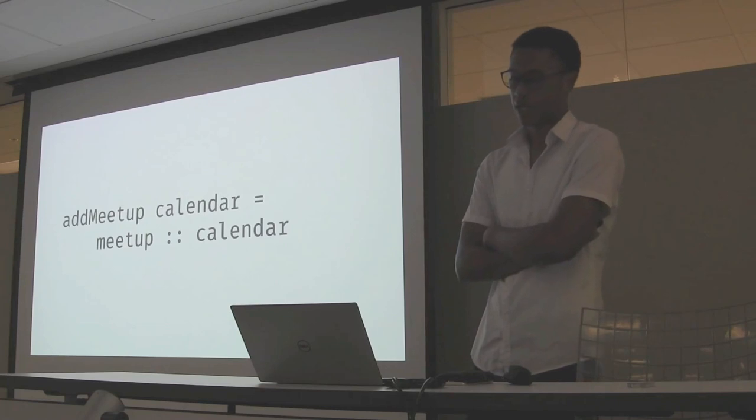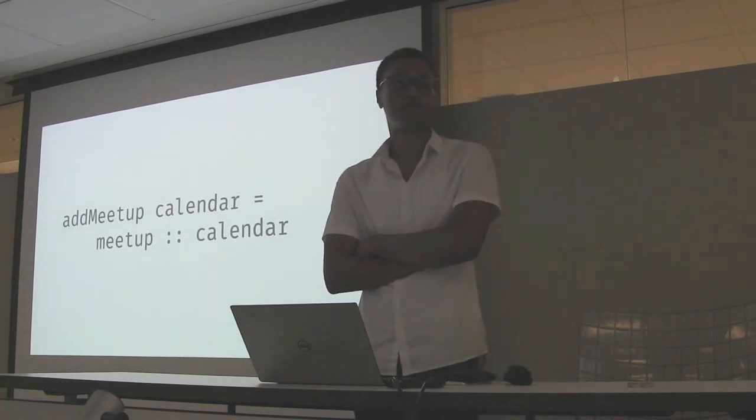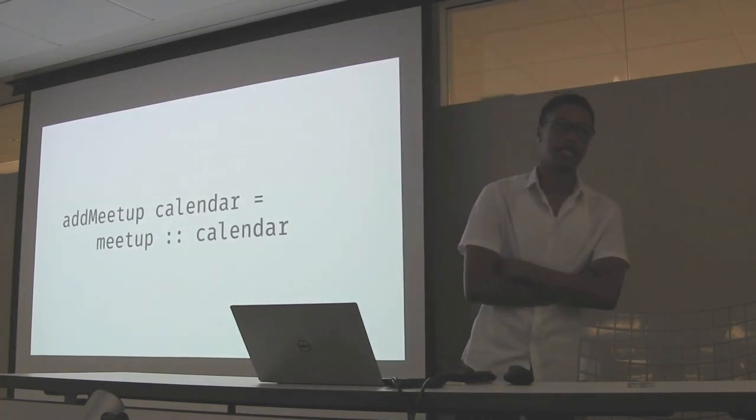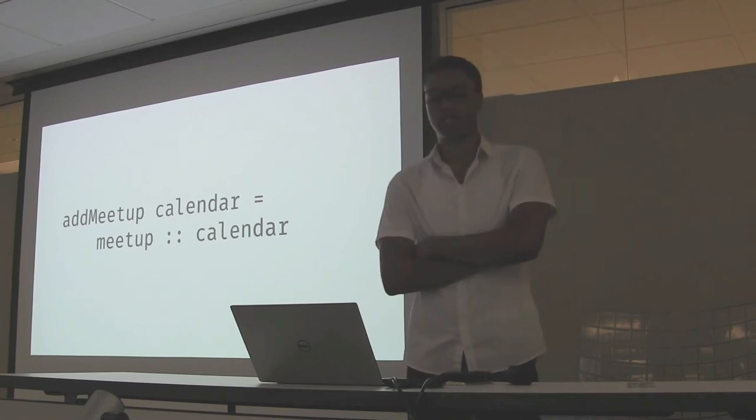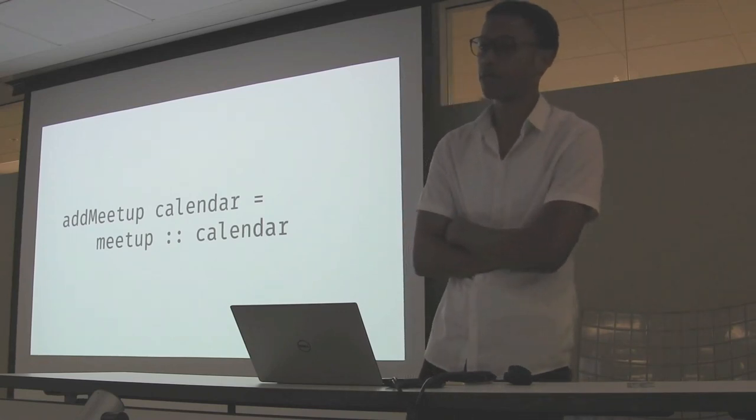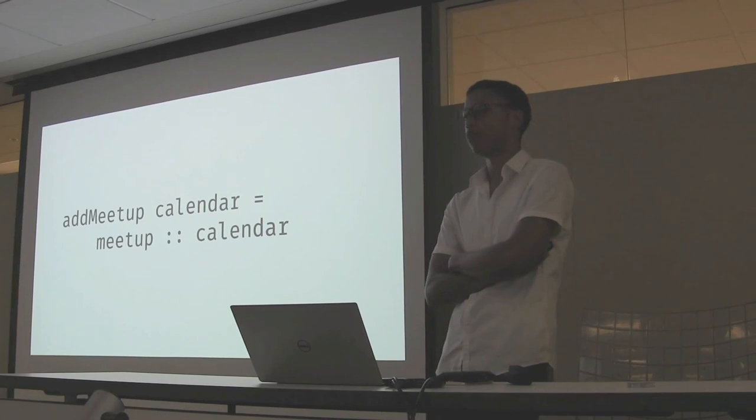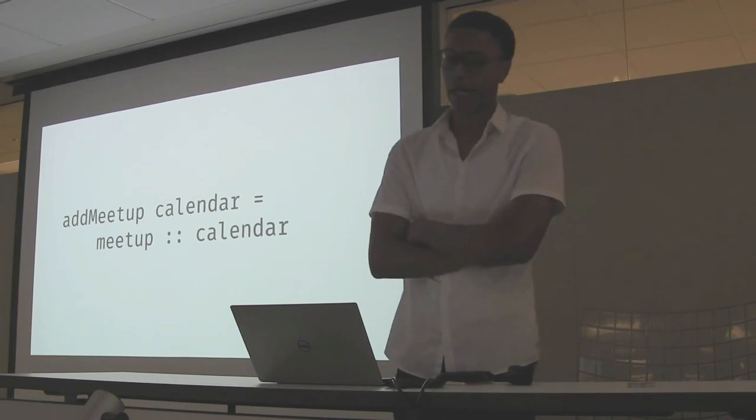So let's look at a function definition. The function is called addMeetup, and it takes one parameter, which is calendar. The colon operator is how we prepend to the front of a list.